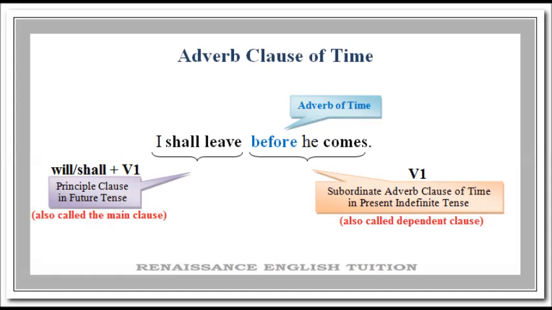According to the grammar rule, the main clause is in the future tense and the subordinate clause is in the present indefinite tense. It is very important to know that after the adverb of time the present indefinite tense is used. In this sentence the conjunction or the adverb of time is before. In simple words, the present indefinite tense is always in the subordinate clause, after the adverb of time. And the future tense is always in the principal clause.